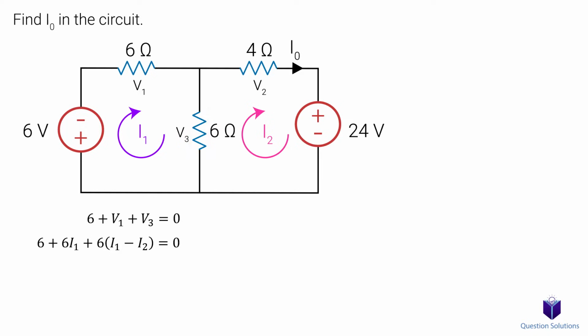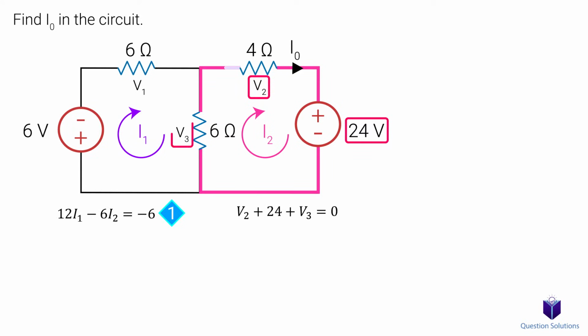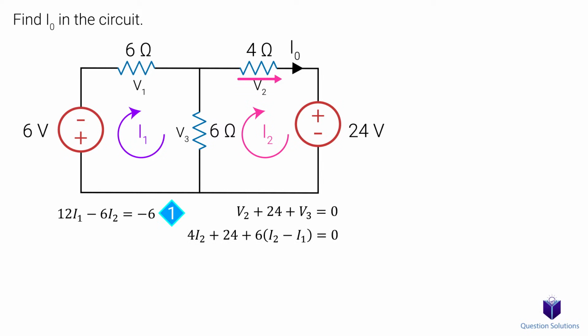Let's simplify, and that's our first equation. Now we will write a KVL for the second mesh. We have V2 plus 24 volts plus V3 is equal to 0. The next step is to write our voltages in terms of current and resistance. So V2 is I2 times 4 ohms.